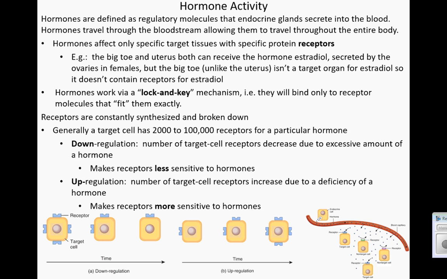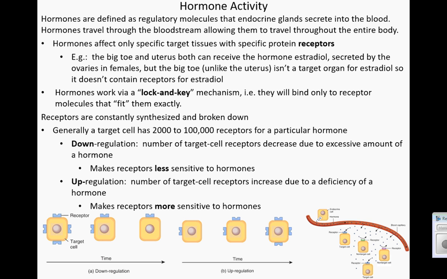Example of this, I said your thyroid stimulating hormone targets the thyroid gland. And it will only target the thyroid gland because the cells of the thyroid gland have the receptors for thyroid-stimulating hormone. Here listed was the big toe and uterus, both receiving the hormone estradiol, which is secreted by the ovaries of females. But the big toe, unlike the uterus, doesn't have the receptors for estradiol, so therefore will not be affected whatsoever by estradiol.